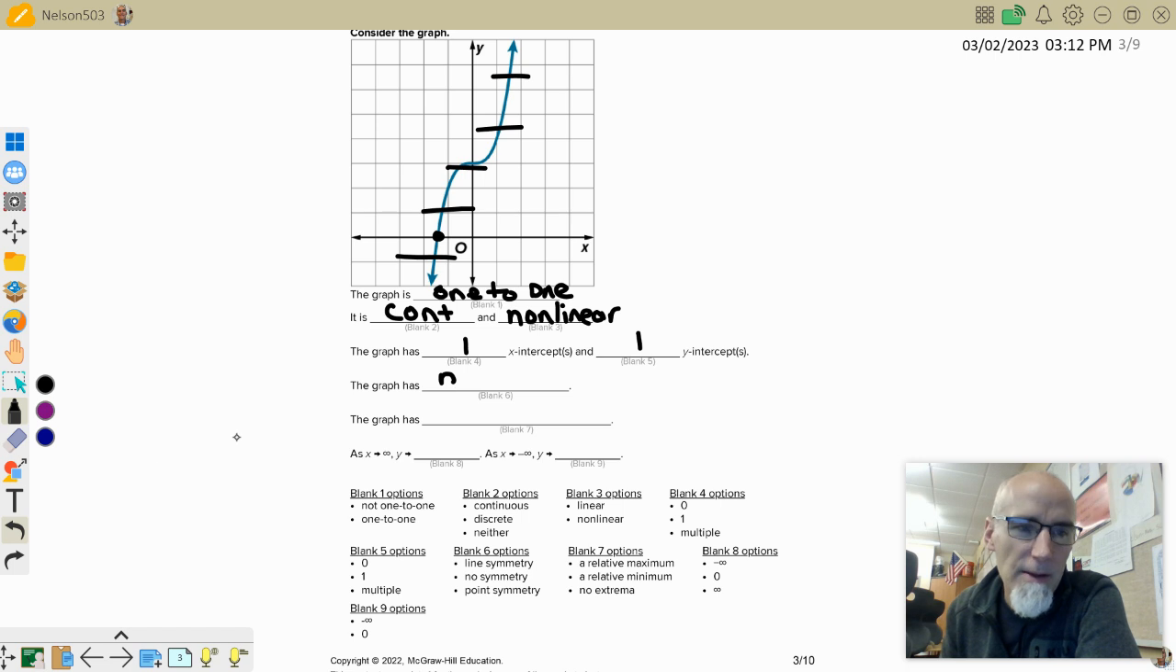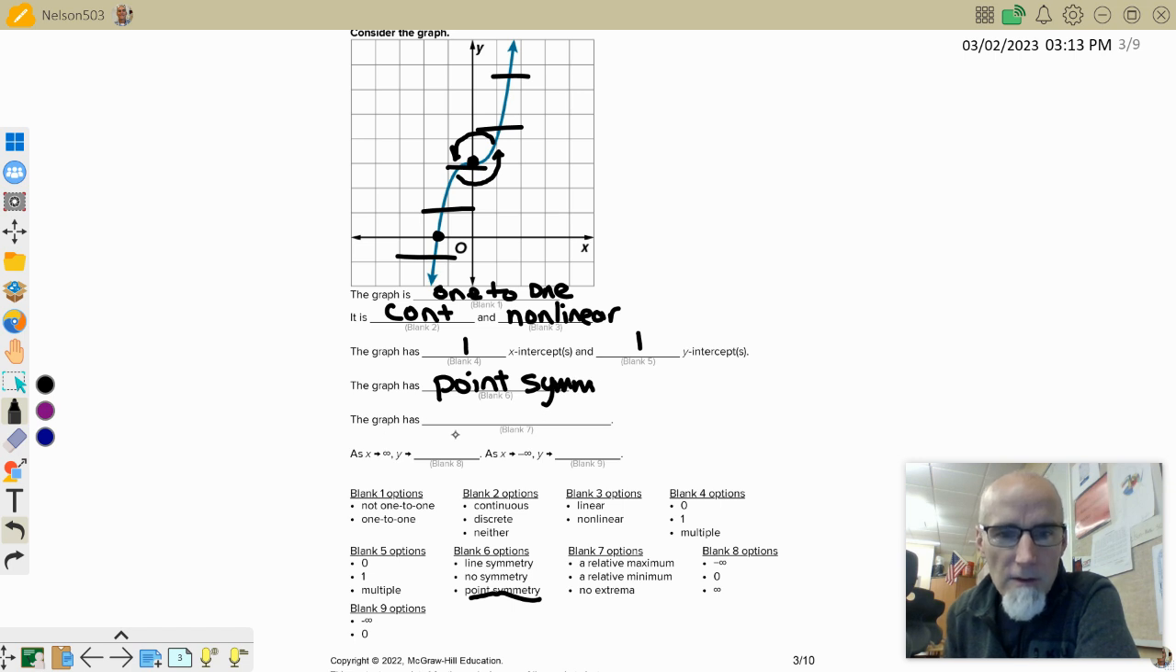Well, let me take that back. It has point symmetry right there, because if I rotated about that point 180 degrees, this would come down here and this would come up there. So it does have point symmetry. So on blank 6, we want point symmetry. And then the graph has no extrema, because it's constantly increasing the whole time. It just keeps increasing.